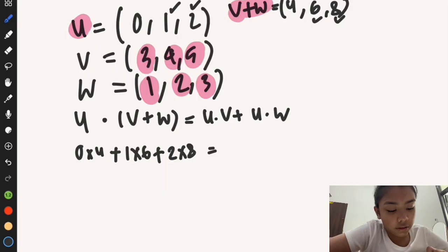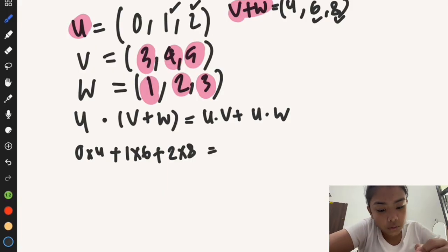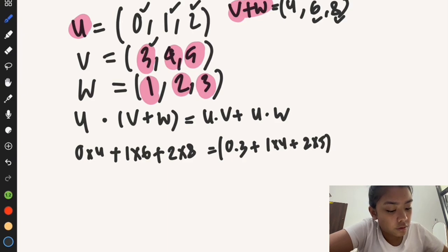So we have u dot v. So that would be 0 times 3, plus 1 times 4, plus, let's put that in brackets, 2 times 5. And then we're going to add u dot w. So u dot w, 0 times 1. Sorry, I'm not really consistent with my dots. Plus 1 times 2, plus 2 times 3.